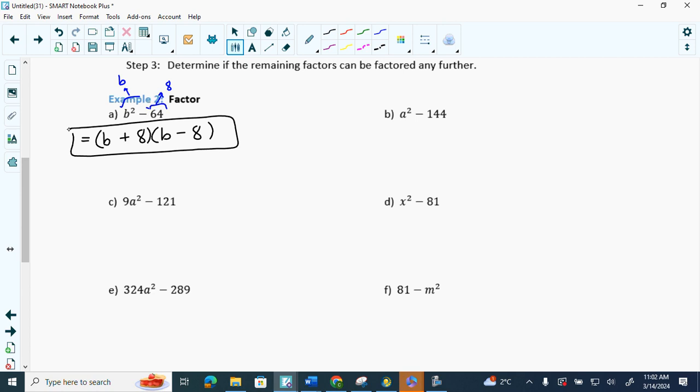And then like you guys are saying, I need a minus sign, so they have to be opposite. 8 times negative 8 is negative 64. So yes, you need opposite signs so that you get that negative number at the back. That is true. But you need opposite signs so your middle terms cancel. So you get 8b, negative 8b, they're gone. Okay? That's why you do opposite signs.